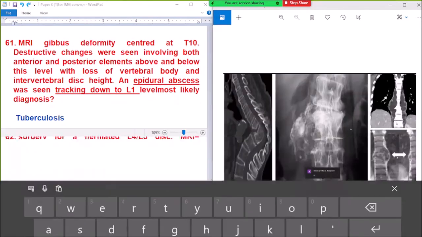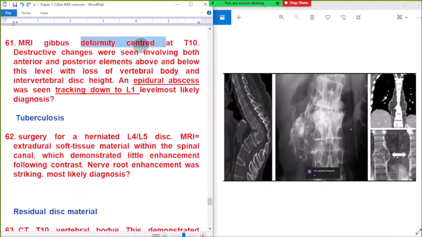MRI shows gibbous deformity centered at T10. Destructive change was seen involving both the anterior and posterior elements above and below this level, with loss of vertebral body and intervertebral height. The epidural abscess was seen tracking down to L1. Most likely diagnosis: tuberculosis. Gibbous deformity plus epidural abscess means tuberculosis.